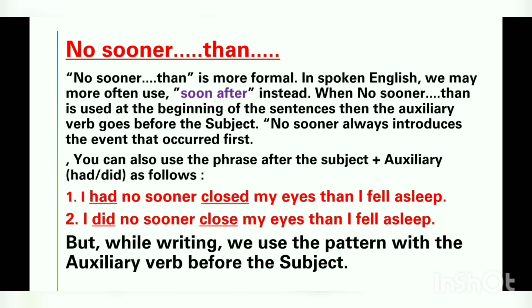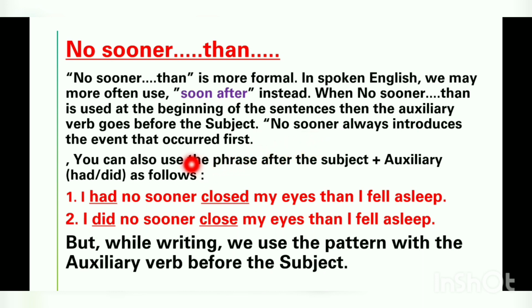So let's see what it actually means. No sooner than is more formal, that is literary. In spoken English, we may more often use soon after instead of no sooner than. When no sooner than is used at the beginning of the sentence, then the auxiliary verb goes before the subject. So no sooner always introduces the event that occurred first. There would always be two events or two actions. And in the two actions, no sooner always introduces the first action.